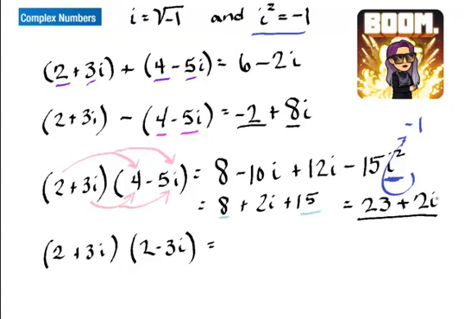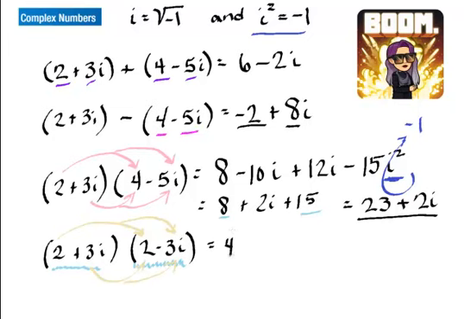I want you to look at this one because we're going to use these to our advantage. Look at this guy here. I have 2 plus 3i, and then I have a 2 minus 3i. Those guys are conjugates of each other. And when I multiply conjugates, something magical always happens. So I'm going to be multiplying this, and I want you to be prepared because the magic will happen.